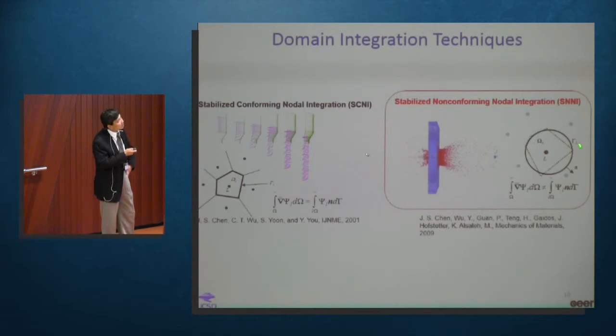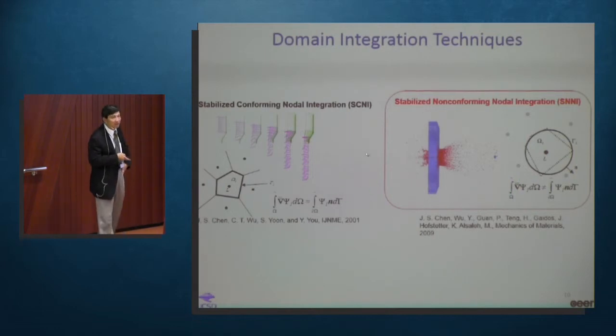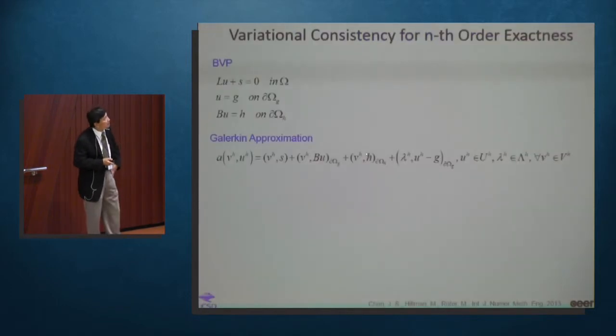In this case, I will just do an averaging, the smoothing of the gradient at the circular domain and transform that to a boundary integral. But in this case, since all these smoothing domains are not conforming, I lose this integration constraint condition. And so I lose accuracy, and I also have a similar stability problem as what I have in this stabilized conforming nodal integration. Now, how do we deal with this situation?